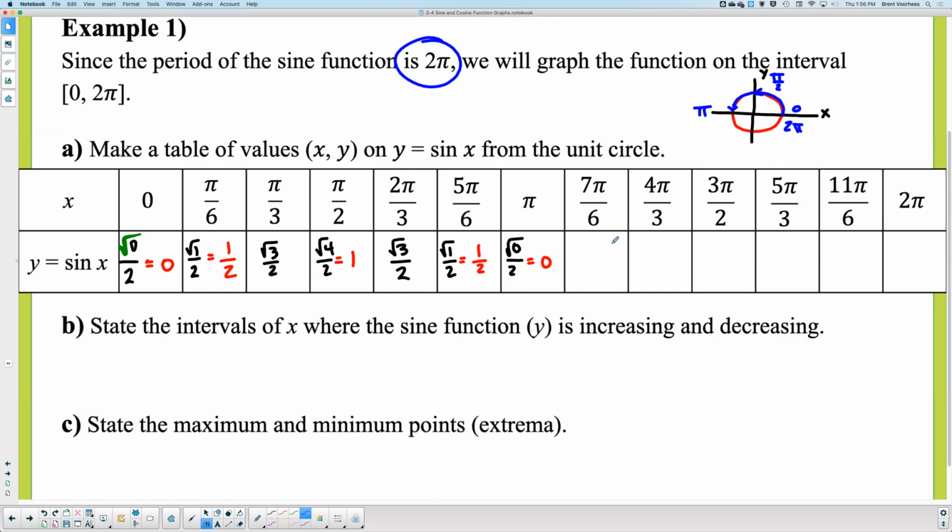Now I want to point out, as I continue on further, what's going to happen to my y values for the rest of the chart while I'm working from pi to 2 pi? Between pi and 2 pi, these values are going to be negative because I'm down low. Each time it's a negative. Okay, so back to the hand trick.